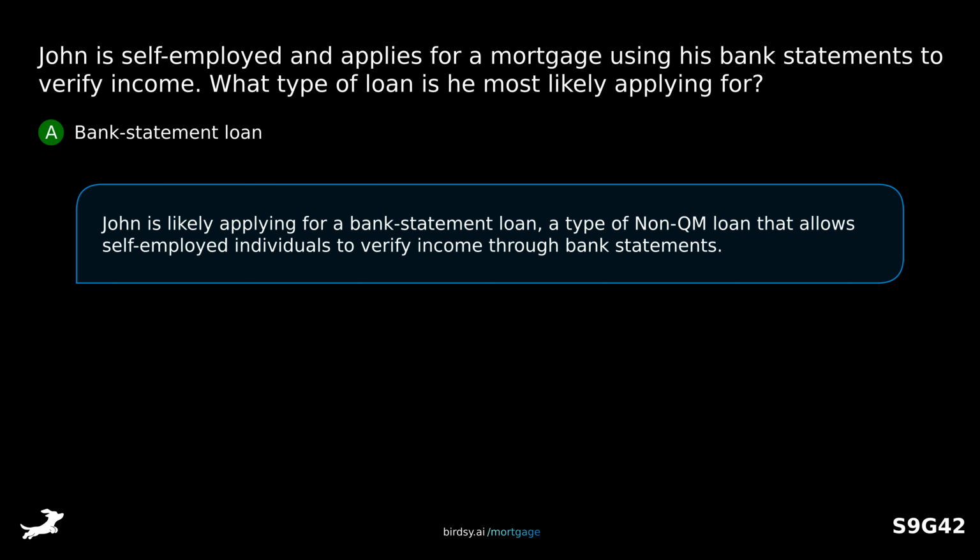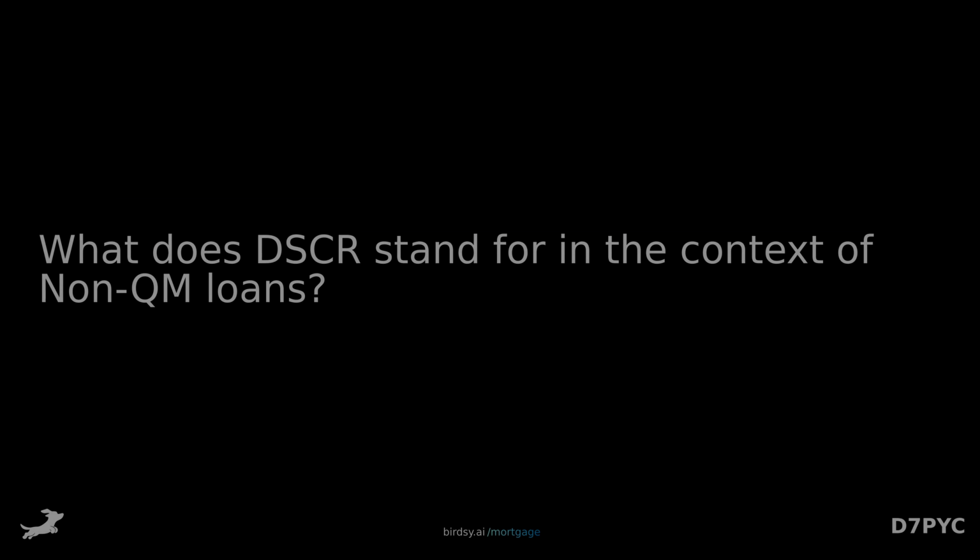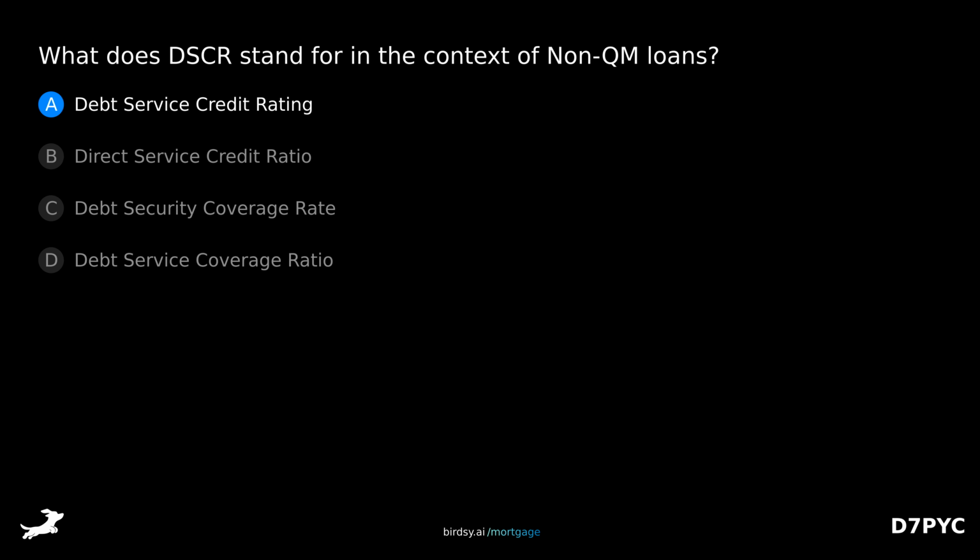John is likely applying for a bank statement loan, a type of non-QM loan that allows self-employed individuals to verify income through bank statements. What does DSCR stand for in the context of non-QM loans? Is it A. Debt Service Credit Rating? B. Direct Service Credit Ratio? C. Debt Security Coverage Rate? Or D. Debt Service Coverage Ratio? The answer is D. Debt Service Coverage Ratio.